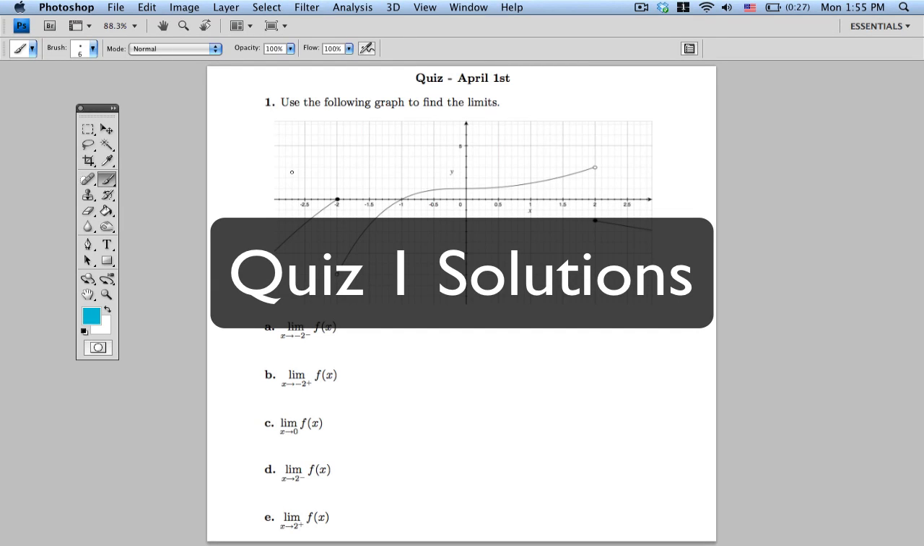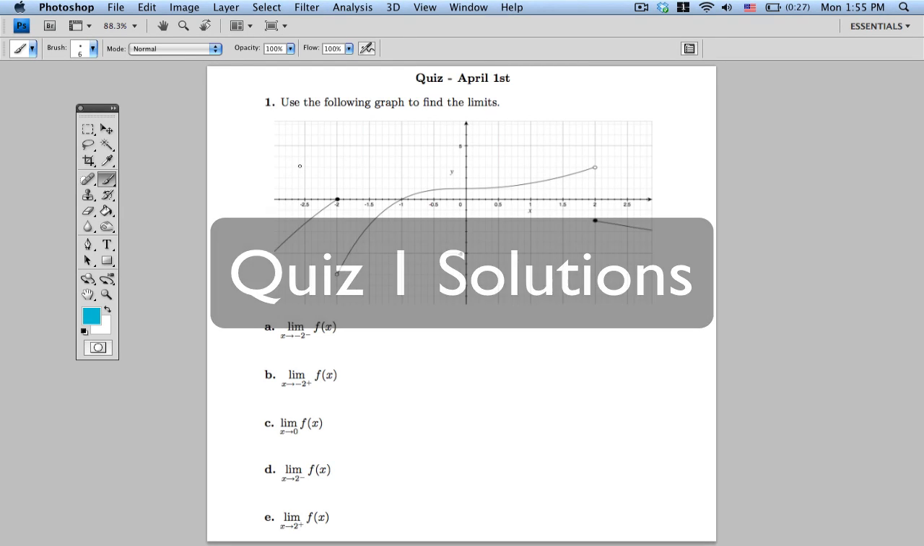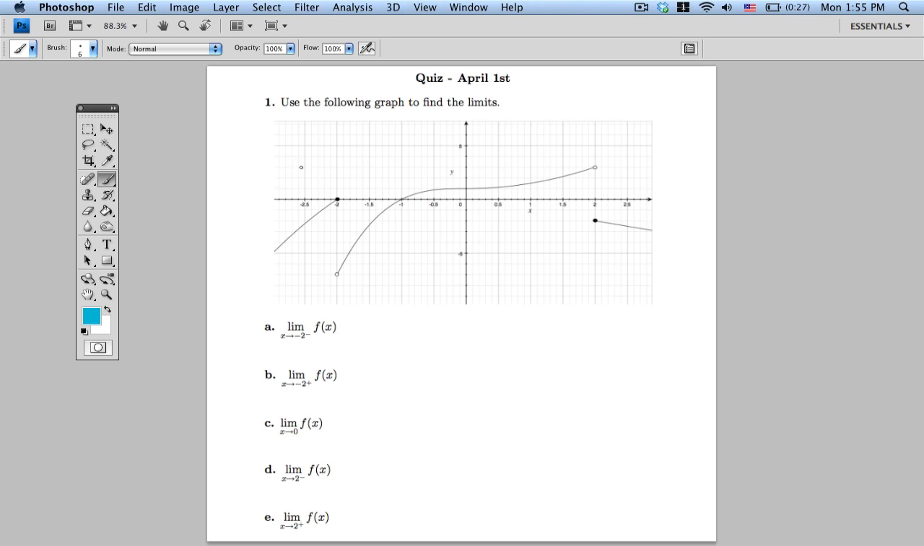The first page of Friday's quiz was asking us to find some limits of a function graphically, which basically means you're looking at a function and you're making educated guesses as to what f of x should be as x approaches particular values. This first one, A, is saying what happens as x is approaching negative 2 from the left. Remember, this little superscript negative sign means approaching from the left.